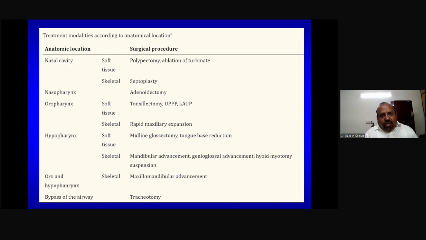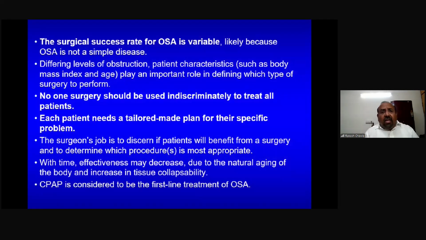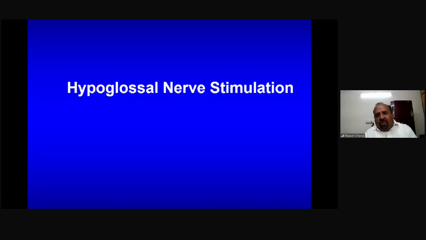The various surgical procedures for the nasal cavity are polypectomy and ablation of the turbinates. For the nasopharynx, you have adenoidectomy. For the oropharynx, you have tonsillectomy, UPPP. For the hypopharynx, you have midline glossectomy. For the oro- and hypopharynx, you have maxillomandibular advancement. Surgery is not fit for all, so you have to be tailor-made to select the site of surgery.